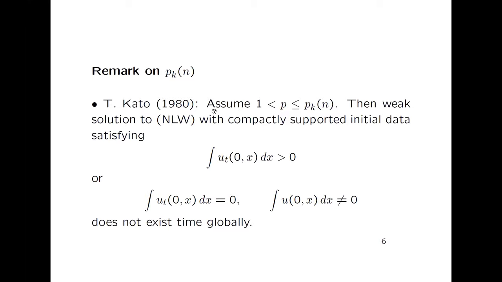As I have already explained, if p is less than or equal to this number, then for some special initial data the weak solution does not exist time globally. This is a work by Toshio Kato in 1980. So that means p must be strictly greater than p_K(n).